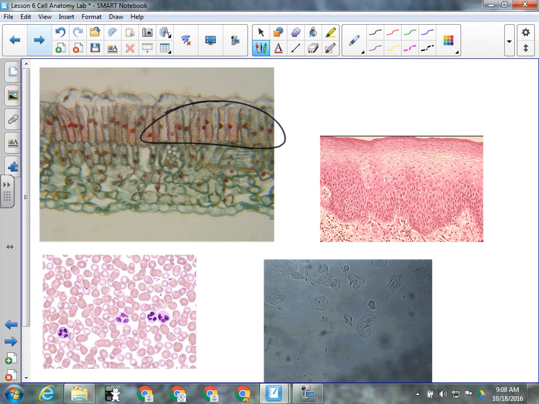So on the plant cell, make sure you find a part of the leaf that looks like this. It'll be kind of spongy looking because it's the spongy layer underneath. And it'll be very rectangular and very kind of uniform up top.